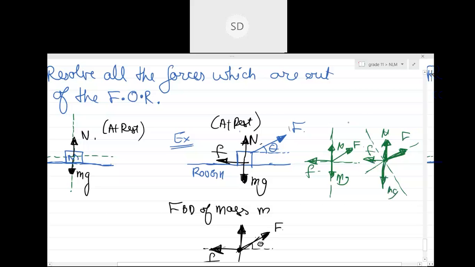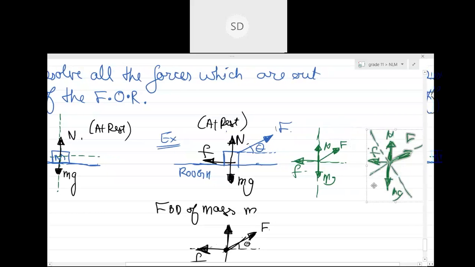Tell me which frame you would prefer to choose, the first or the second? In the first, the object was at rest and there were three forces in the frame, only one force out of the frame. But the second frame had only one force in the frame and three forces out of the frame. So which will you choose? You will be choosing the first frame. Why? Because the maximum number of forces are inside the frame.